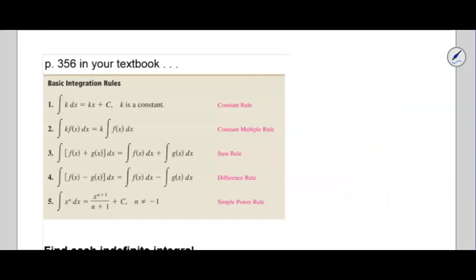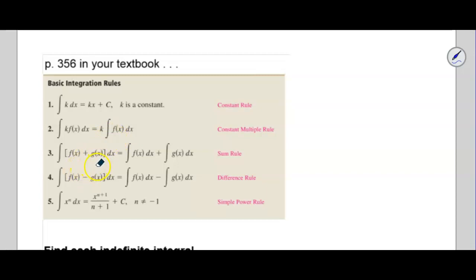Alright, number 4 here. Here are the basic rules. Make sure you know where to locate this. This is the constant rule. If you have the integral of a constant k, then it's just k times x plus c. The constant multiple rule, k times f of x dx. You can pull the constant outside, which we'll get to, and then find the integral of the function.